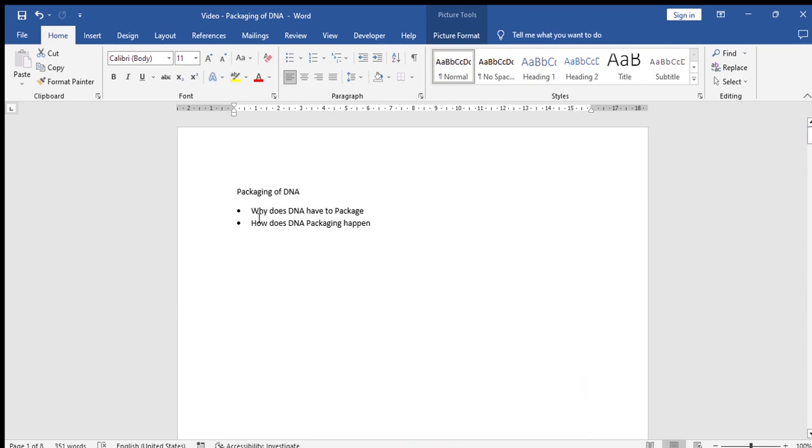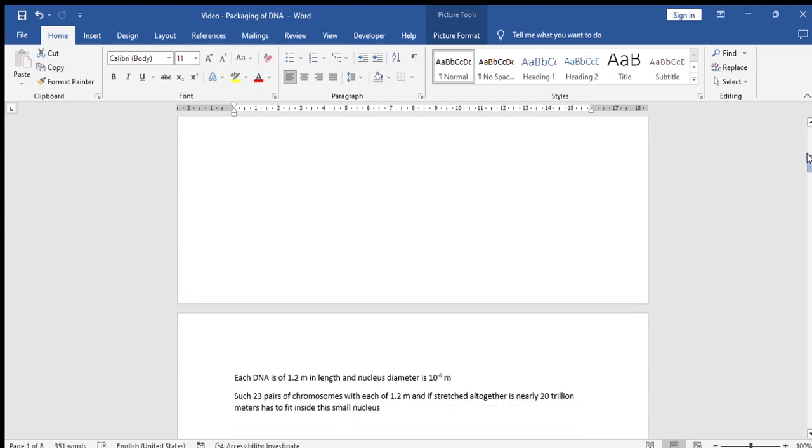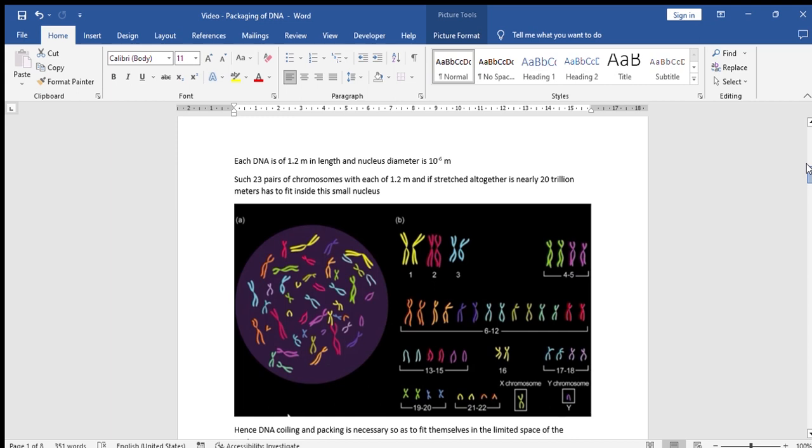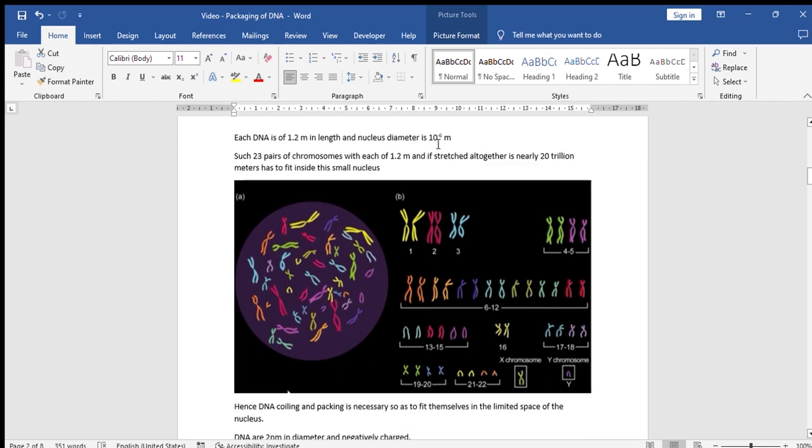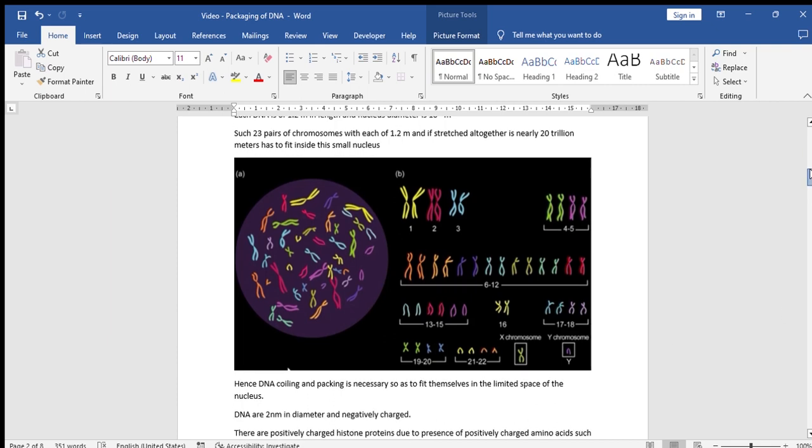The purpose of this video will be these two main points: why does the DNA have to package and how does it happen. So why? Because the length of a DNA is 1.2 meters and the nucleus radius is 10 to the minus 6 meters, which is a very small structure. So hence the DNA has to coil and package itself. It becomes necessary because it has to fit itself in the limited space of the nucleus. So this answers the question.